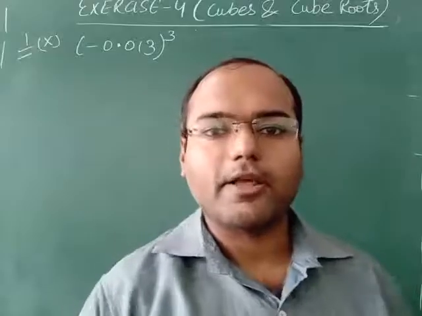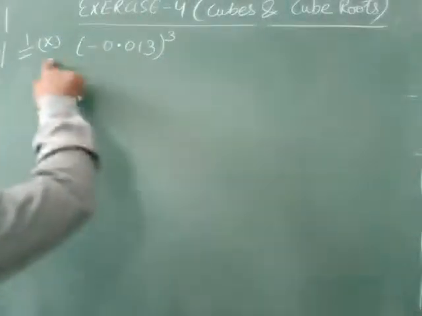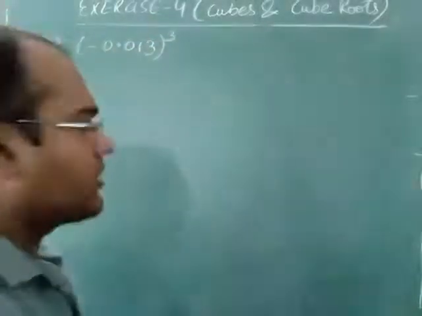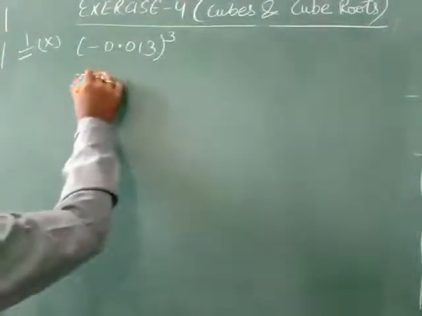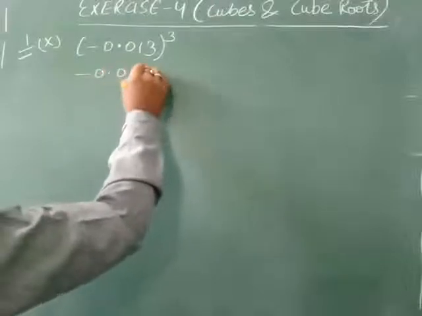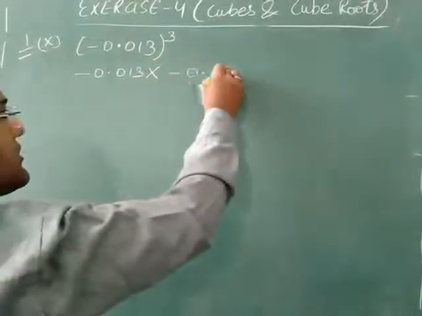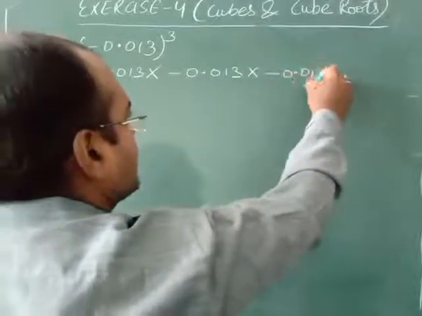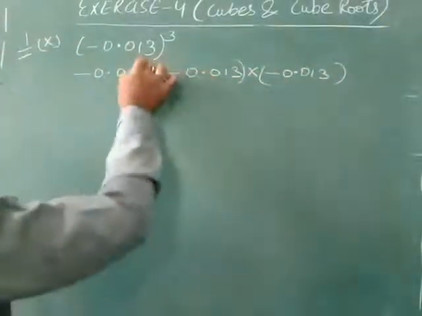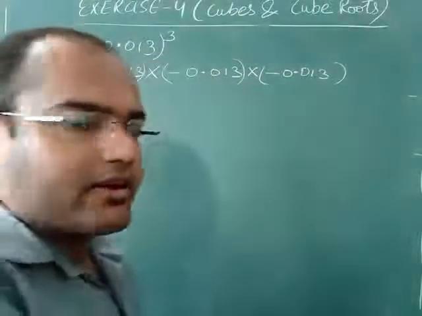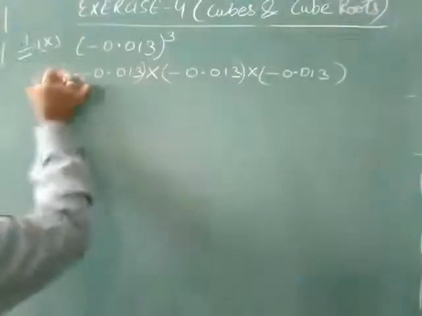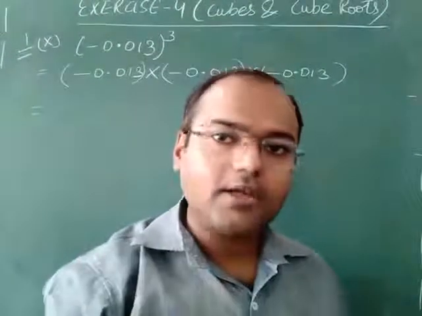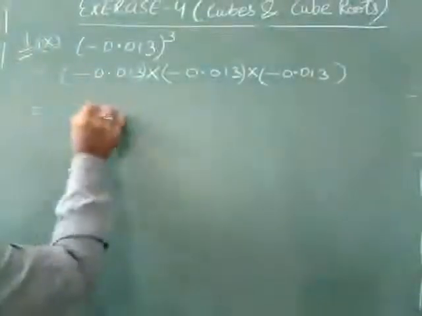Now see part number 10th. 10th part is minus 0.013 power 3. So first of all what you have to do? You have to write it 3 times. Minus 0.013 into minus 0.013 into minus 0.013. We have to multiply it 3 times. First of all, sign minus, how many times it is coming? 3 times. 3 is odd, that's why in the answer you have to write minus sign.